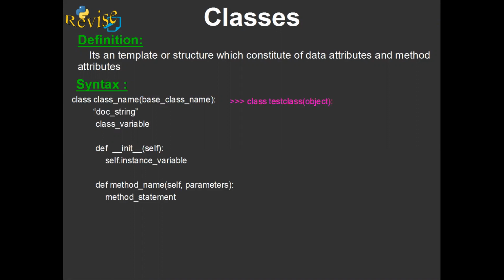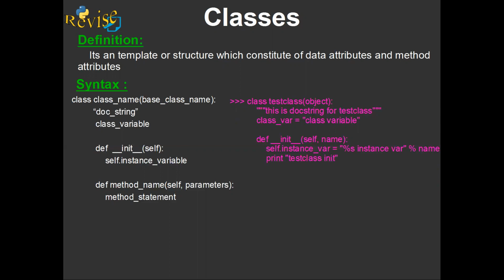And we'll take an example of a test class which inherits object. This is a new style class definition. We'll talk about new style a little bit later. Then this is a doc string. This is a class level variable. Then there is an init method. This is a parameterized init method. As you can see, we are taking name as a parameter. Then there is an instance variable. It's a print statement, a test method, a method variable, and another print statement.